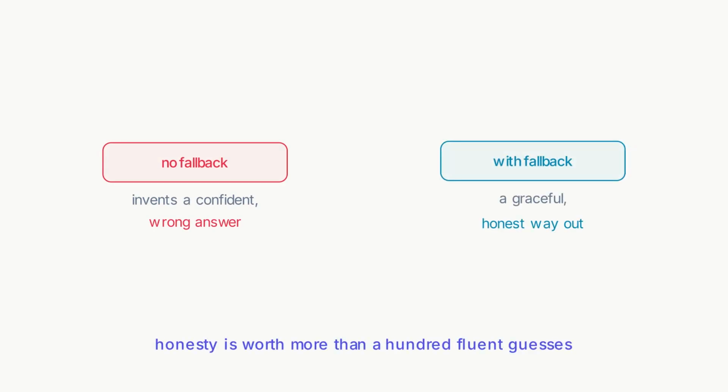This layer is what separates a trustworthy assistant from a dangerous one. Without it, a model under pressure will often just invent a confident, wrong answer because nothing told it that admitting uncertainty was allowed. The fallback layer gives it a graceful, honest way out. And that honesty is worth more than 100 fluent guesses.